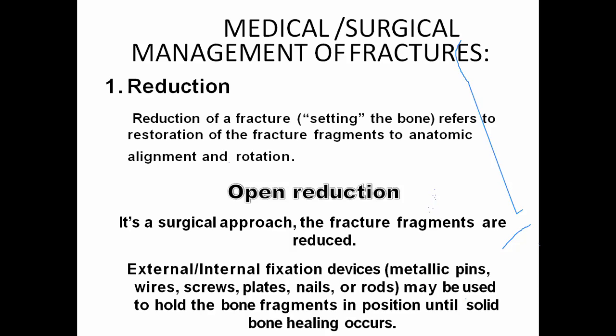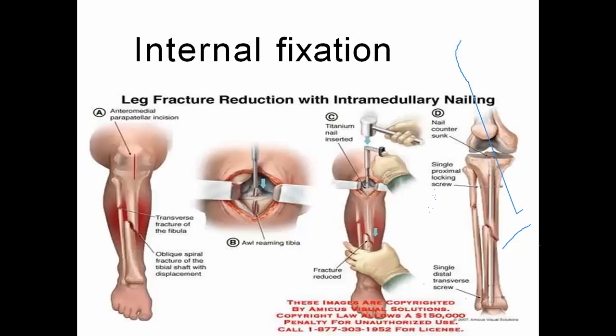This is a surgical approach in which the fractures are fixed, internally or externally, by pins, screws, wires, plates, nails, or rods, just to hold the fracture fragments together in an anatomic alignment. It can be either internal or external. When we say internal fixation, for example with the brachial bone, we will open it, and then use some metallic pins or screws to hold the fractured fragments all together.